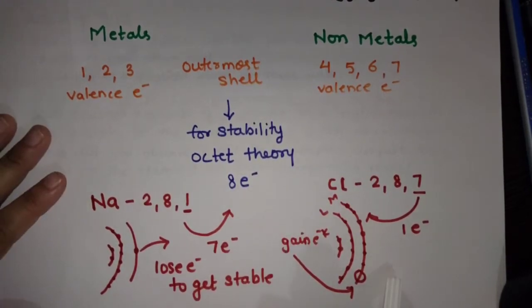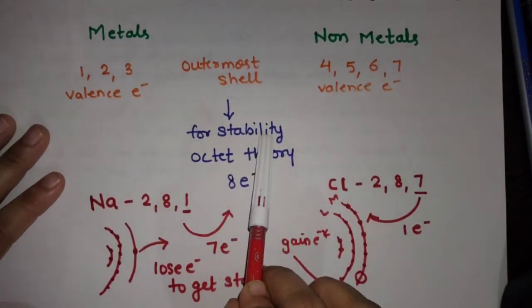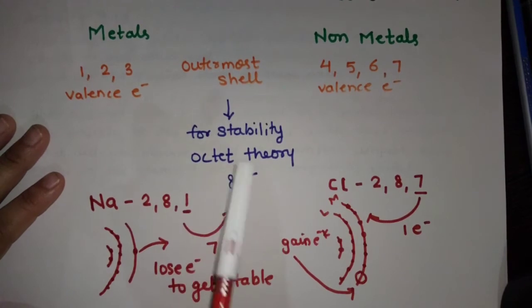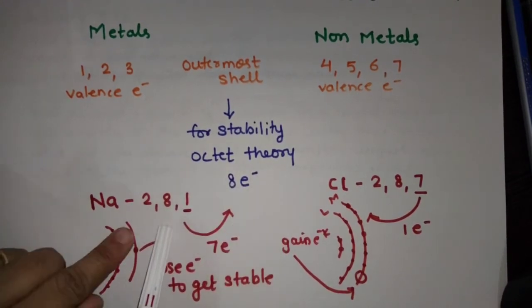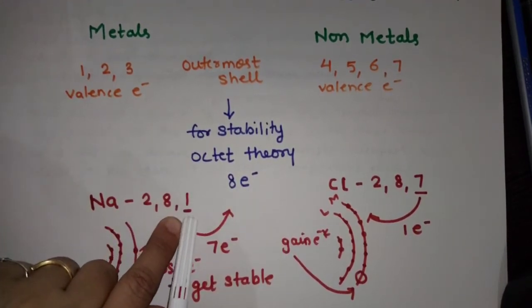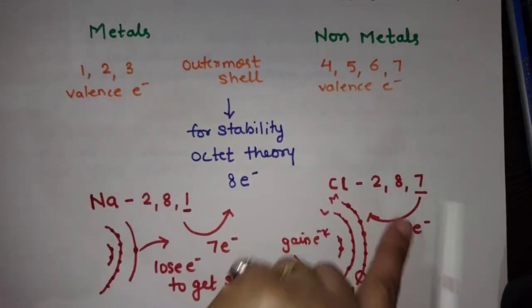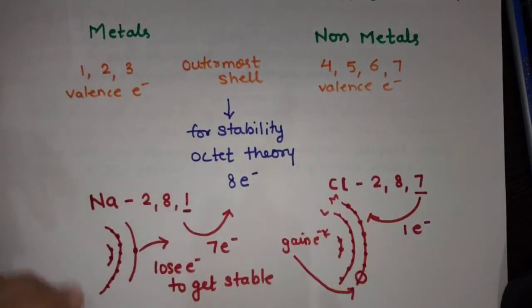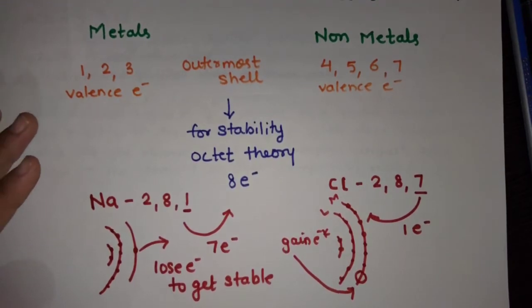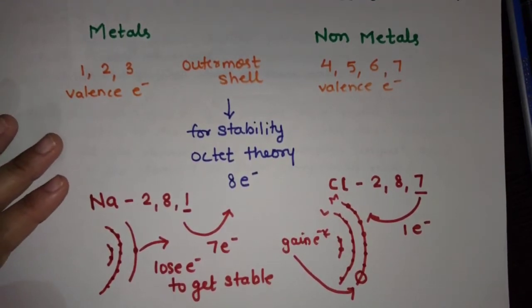So in this way, the metals and non-metals react, for stability, to complete the octet, which requires 8 electrons. Sodium loses 1 electron to get stable, and chlorine accepts that electron to get stable. So this is the basis for the reaction of metals and non-metals.